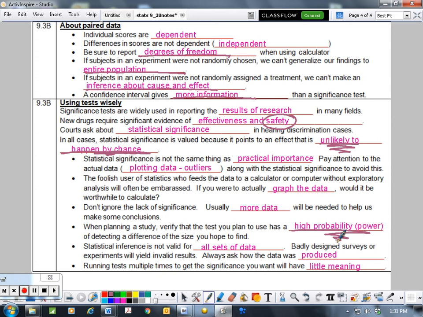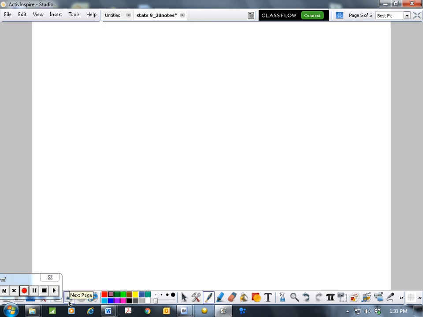So always, when you're looking at other people's work, look at how the data was produced. How was that study designed? How did you get the information? Running tests multiple times to get the significance you want will have little meaning. So this is really trying to cheat the system, which is totally not cool. And that's it for Chapter 9.